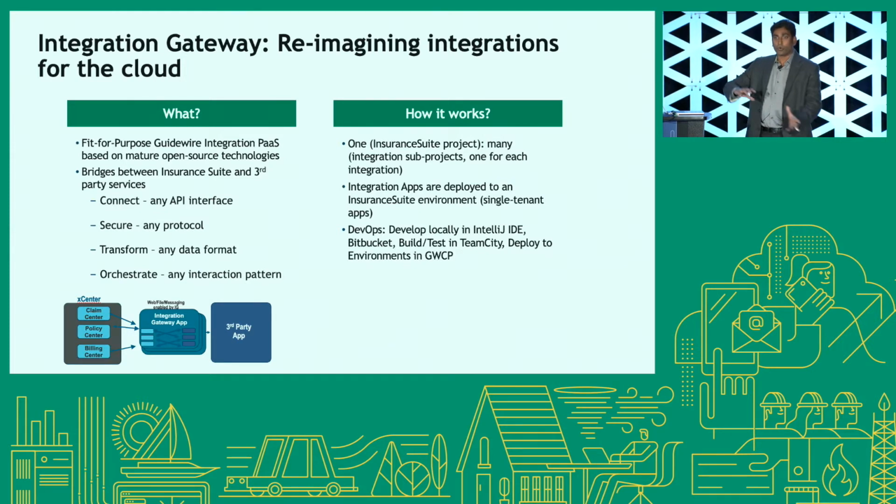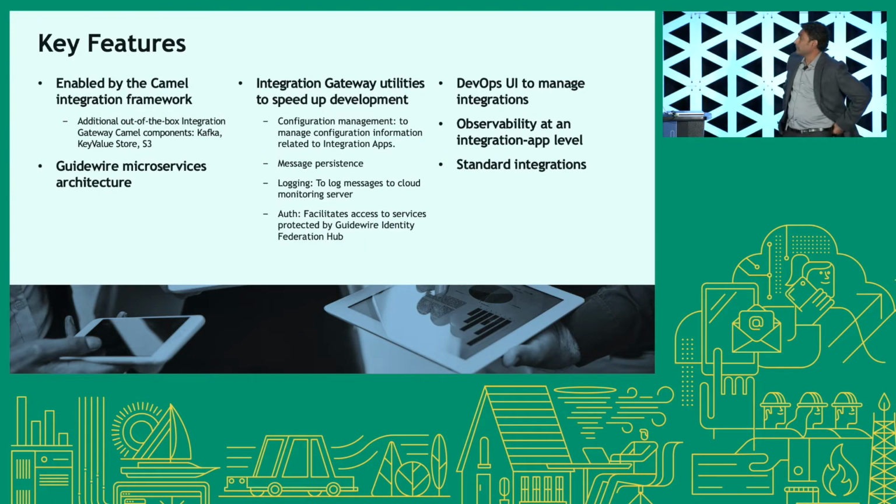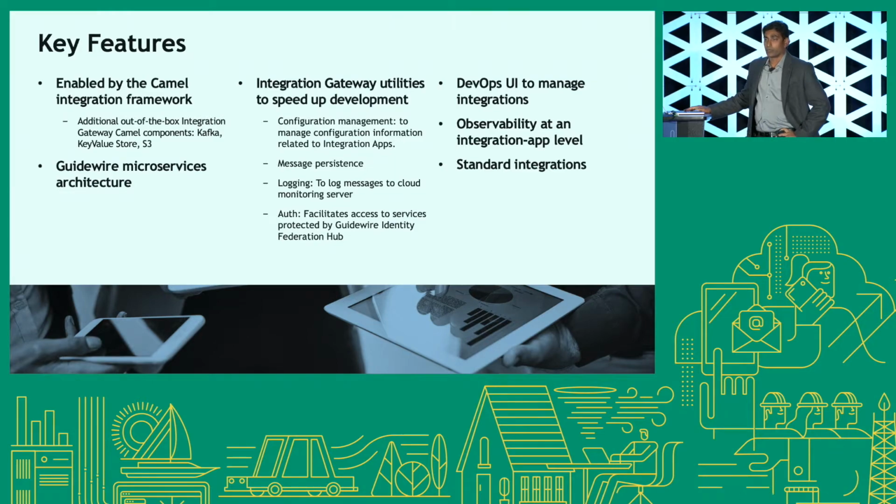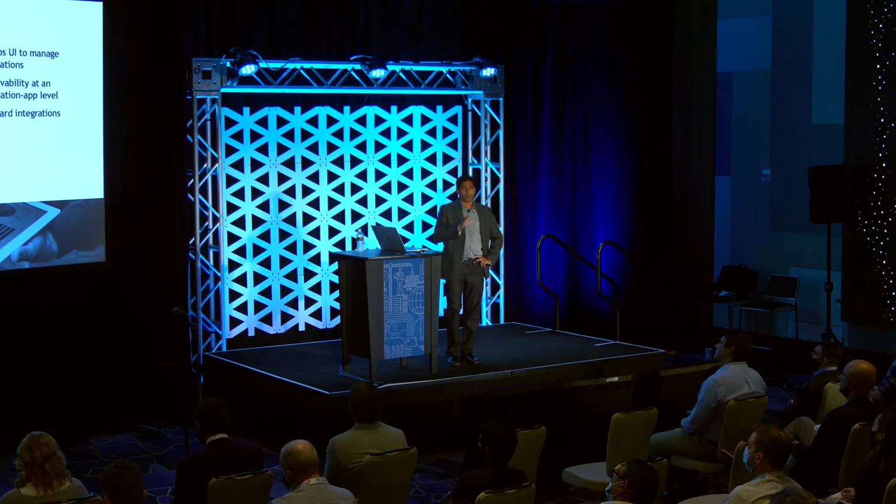Everything is good, so you commit to a repo like Bitbucket, which kicks off a pipeline. And then eventually you deploy into one of the GWCP environments. All this sounds familiar because that's how InsuranceSuite works. We are completely aligned with the InsuranceSuite paradigm as well. Some of the key features of Integration Gateway are, one, it's enabled by the Camel integration framework. I don't know how many of you are familiar with Camel?